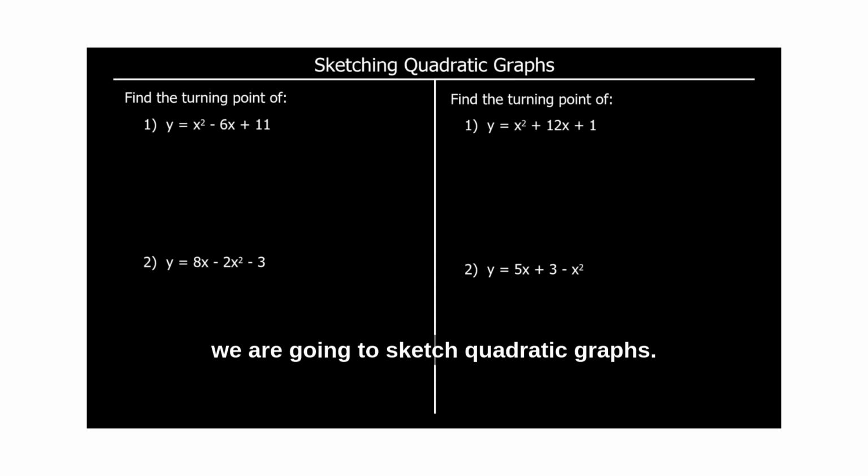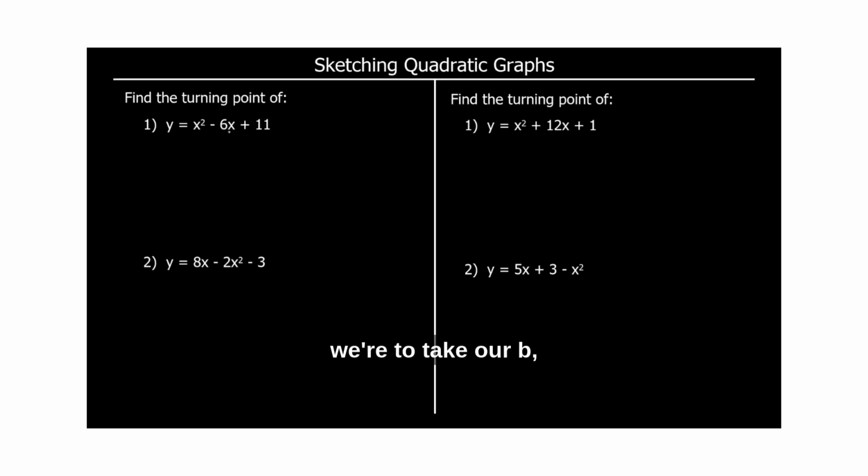In this video, we are going to sketch quadratic graphs. We're going to start by finding the turning point of a graph, and we're going to do that by completing the square. So for the first one, we have y equals x squared minus 6x plus 11. We're going to rewrite it by completing the square.